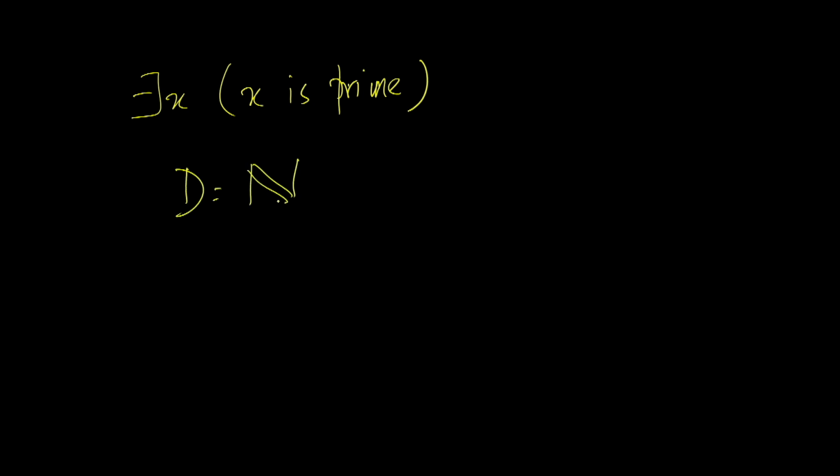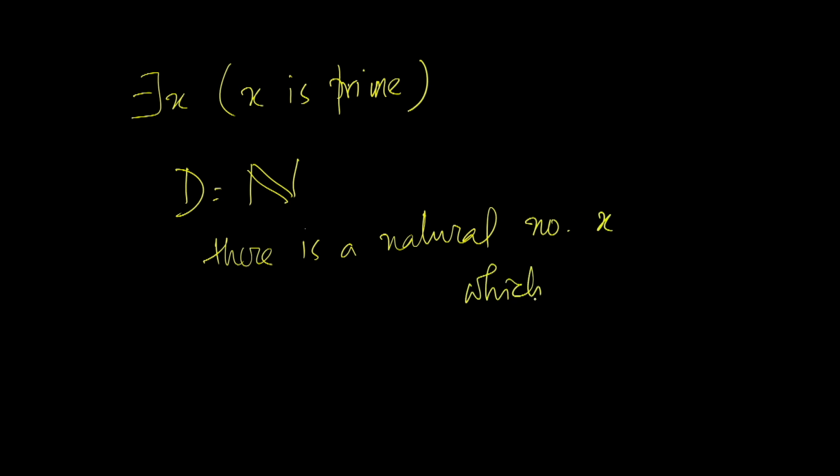Similarly, when we say there exists an x such that x is prime, if the domain of discourse is the set of natural numbers, then what do we assert? We assert that there is a natural number x which is prime. So, once the domain of discourse is fixed and the predicate is prime is understood, then the sentence makes sense. Then you can assert whether the statement is true or false.